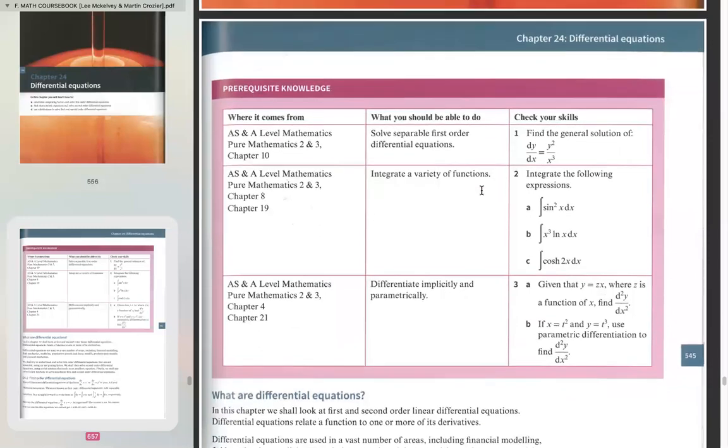For the further math today, I just need you to solve these 3 questions on page 545. That's all. Solve and submit on Edmodo. Okay?